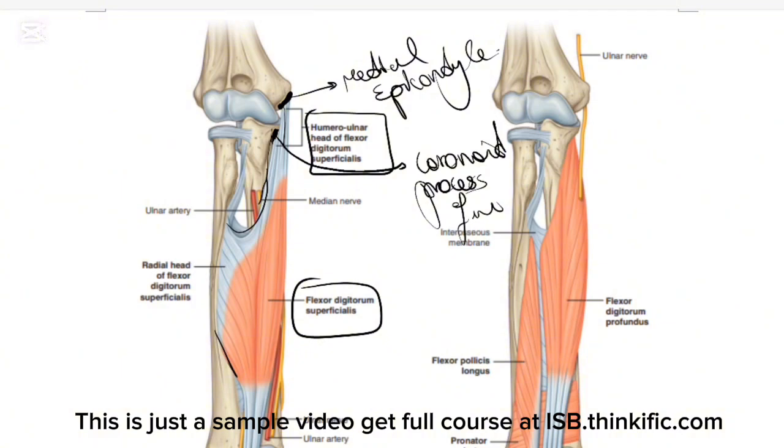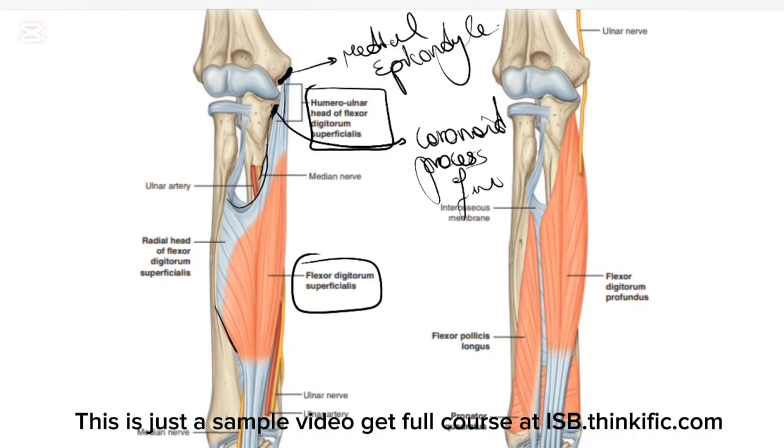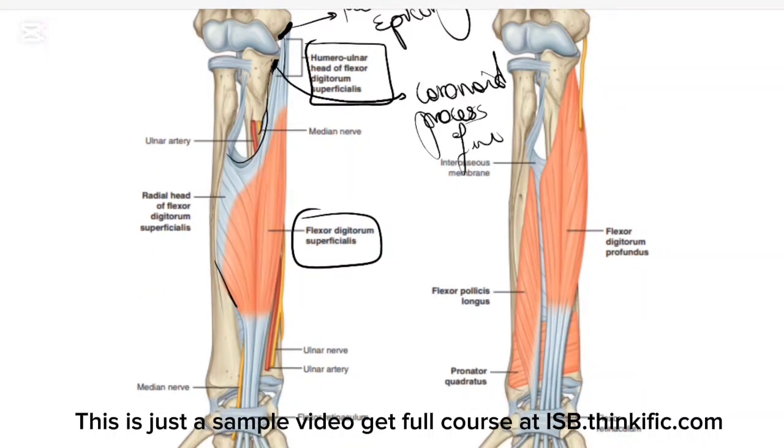The other head is the radial head. The radial head originates from the oblique line, you can say, of the radius, right? Oblique line of the radius. So the humero-ulnar head and the radial head come together to form four tendons.